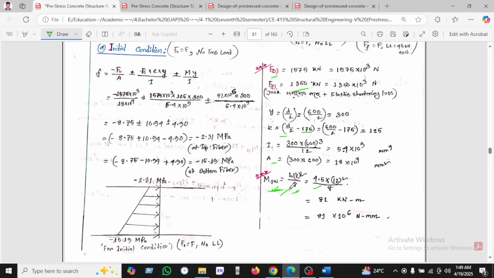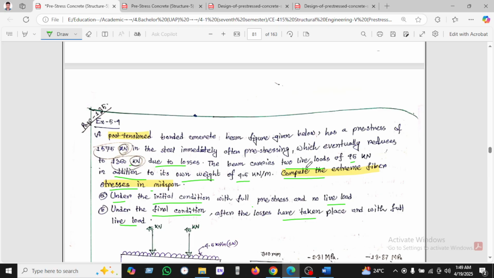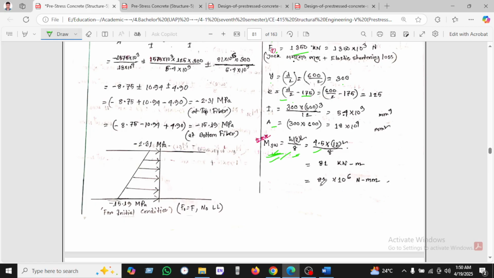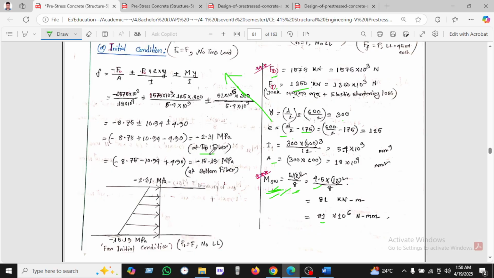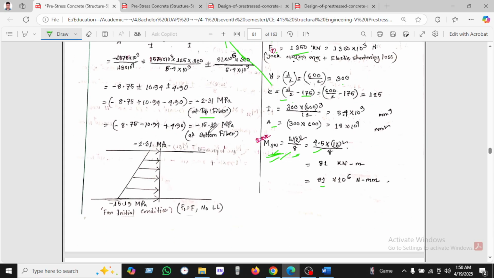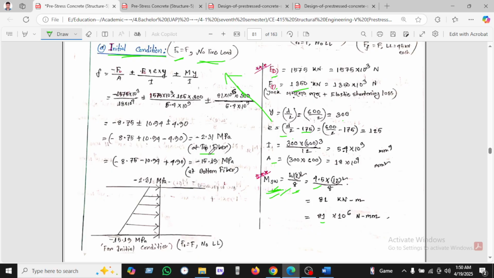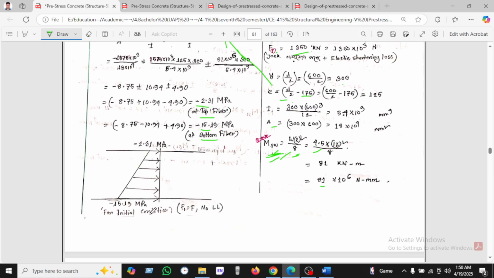There is no other load taken, as we have seen the 4.5 is only the self weight. There is no live load used here, so the self weight moment is taken here. After taking this, we just use all these values, putting them in, and finding the top fiber for the initial condition. Initial condition means F naught equals F, and no live load will be considered here. The top fiber is found to be minus 2.31, and the bottom is 15.93. This is the diagram: F for the initial condition, F naught equals F, and no live load is used.